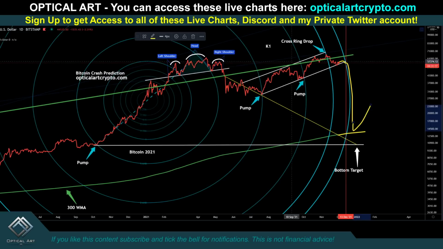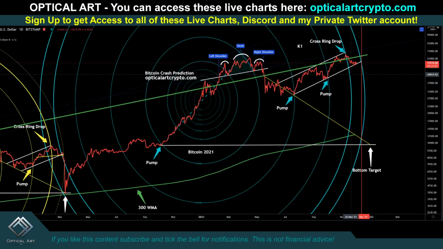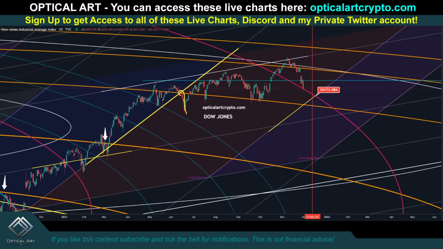And then you've got this chart here, which I've covered in detail. This last ring right here, we made contact with. This is when we dropped. This is when we had a COVID crash. So I'm saying, when we make contact with this ring, it just happens to be on the 13th. So again, another Bitcoin chart. So two Bitcoin charts, DXY, and then you've got the Dow Jones, this chart right here.